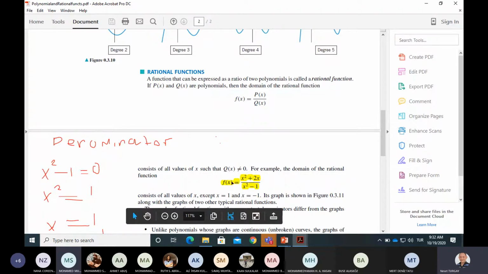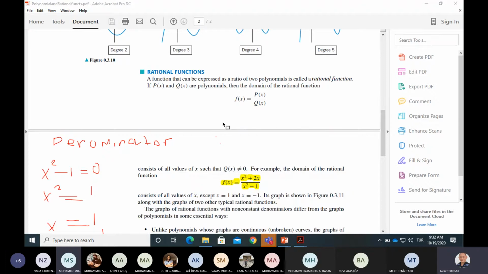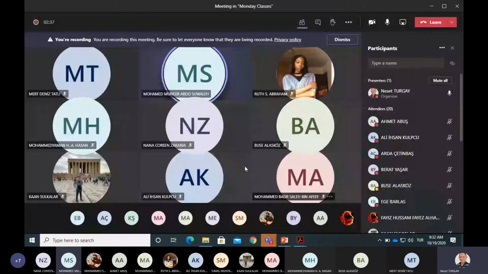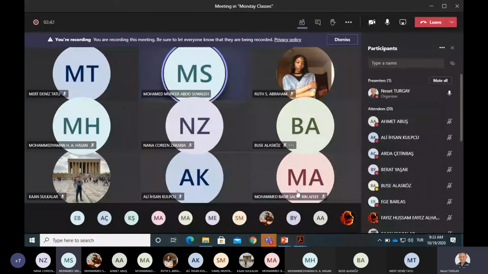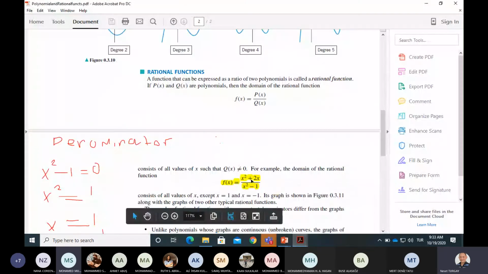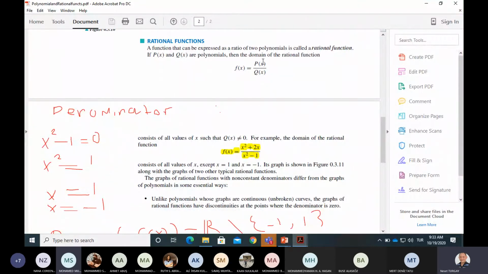So what domain means, later on I will tell you what a domain is. Domain is the x, guys, which makes your function defined. Have you heard domain before? Domain, have you heard? Yes, sir. Please say it again. Yeah, the domain means the x, guys, which makes your function defined. So here, for example, this is a rational function. In the numerator, you have a polynomial. In the denominator, you have a polynomial.